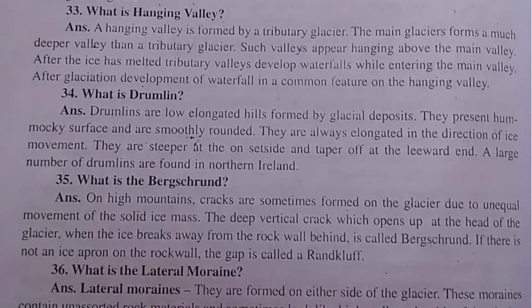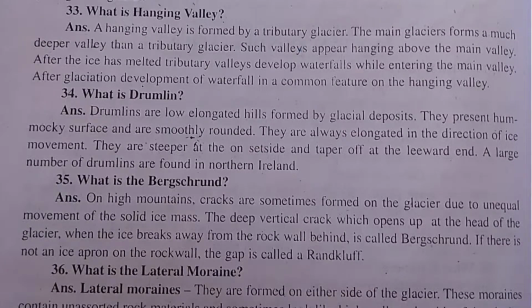Next question is what is a hanging valley? A hanging valley is formed by a tributary glacier. The main glacier forms a much deeper valley than a tributary glacier. Such valleys appear hanging over the main valley. After the ice has melted, tributary valleys develop waterfalls while entering the main valley. After glaciation, development of waterfalls is a common feature on the hanging valley.